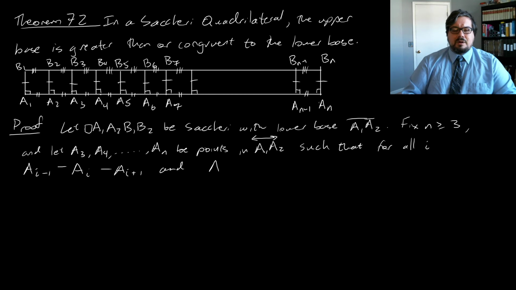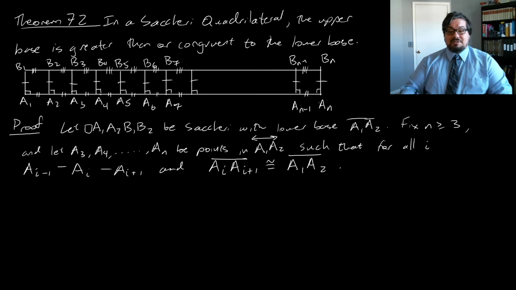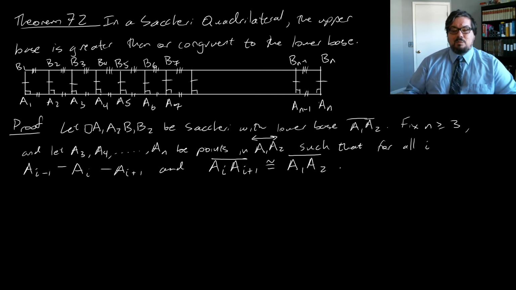And we want the segment AI plus 1 to be congruent to A1, the segment A1, A2. So we're just going to keep building points out along the ray A1, A2, making all these things happen.